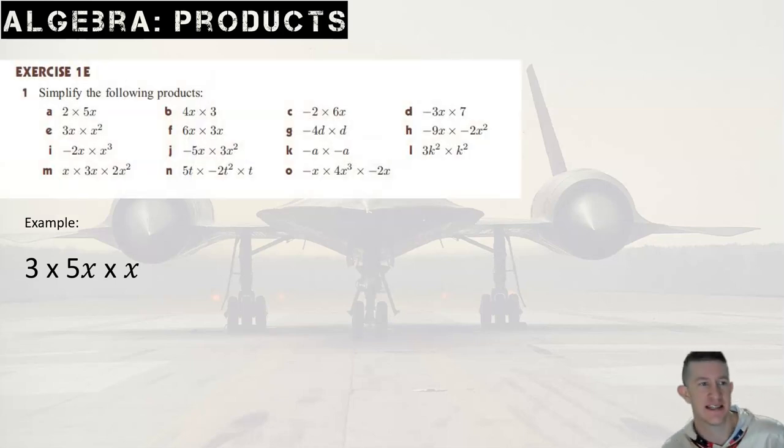So we're going to have some practice. Simplify the following products. I'll do the first one for you, and I'll just show you what we're looking at. Anytime you have 2 times 5x, remember this is 2 times 5 times x. The order is not important, but we can definitely multiply the 2 and the 5, and the x just tags along. So the answer would be 10x. I'll leave the rest for you.